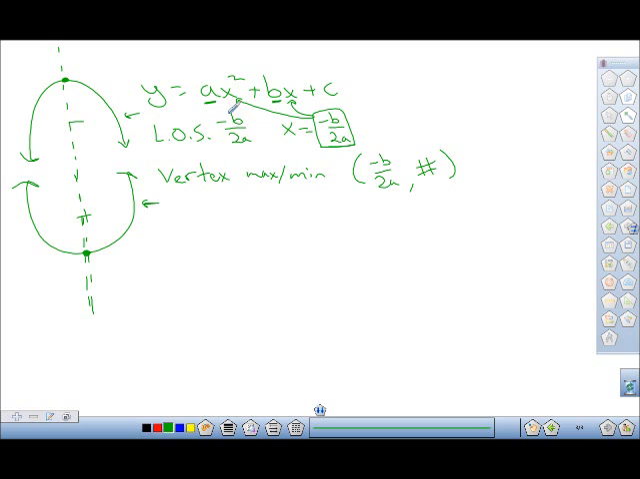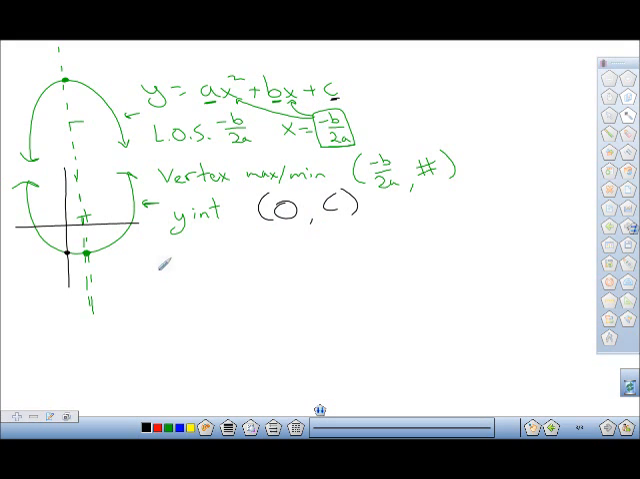That's your vertex. We're talking about finding the y-intercept on the coordinate grid. Where does this thing cross your y-axis on the coordinate plane? Anybody remember how to find that one? The easy one. Put 0 in for x.